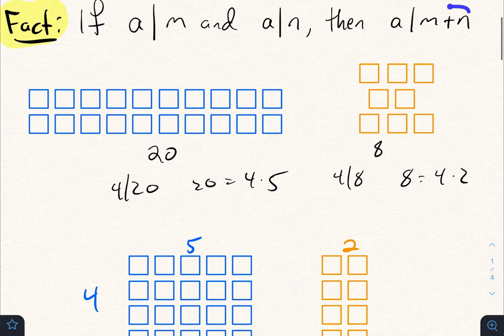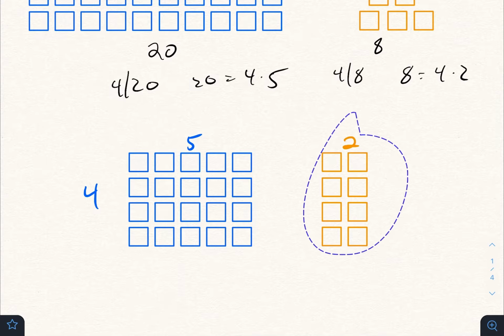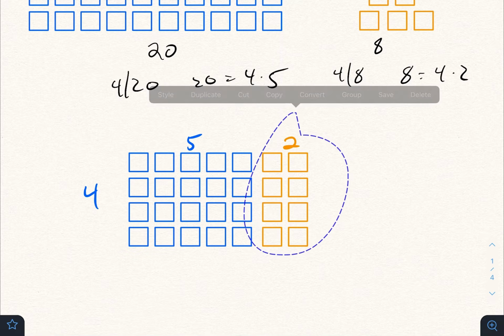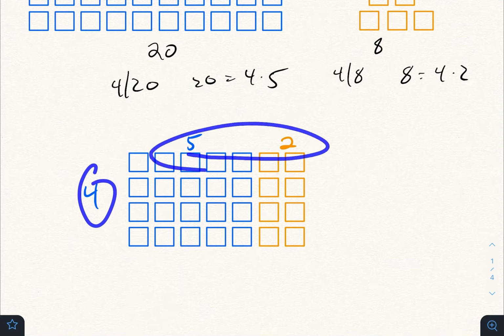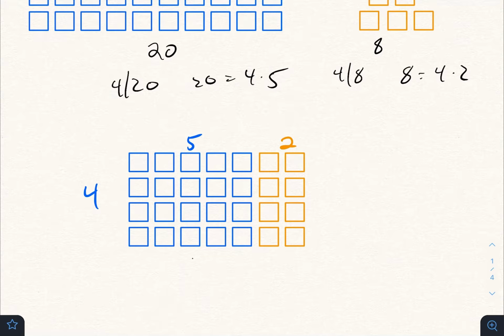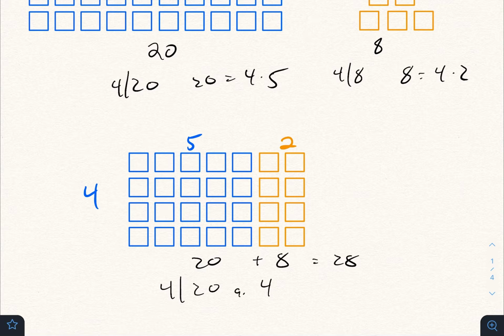Now if I add my two numbers together, 20 plus 8, what do I get? Well, I can just visually combine all of these into one array of 4 rows of 7, 5 plus 2. So we have 20 plus 8, which is 28. So because 4 divides 20 and 4 divides 8, then 4 is going to divide their sum, 20 plus 8, which is 28. Okay.